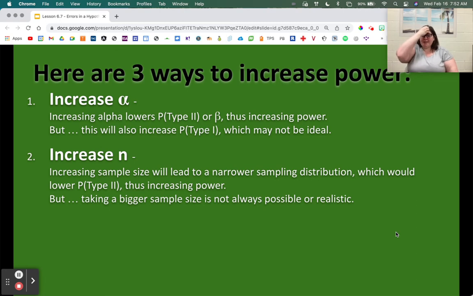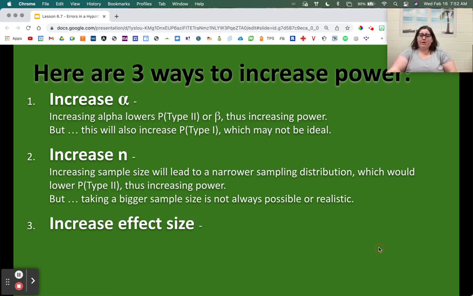But taking a bigger sample size in real life is not always possible or realistic. It costs more money, takes more time. It's not always in the budget or in the frame of reference. So increasing sample size is a great fix for all things statistics, but it's not always realistic.